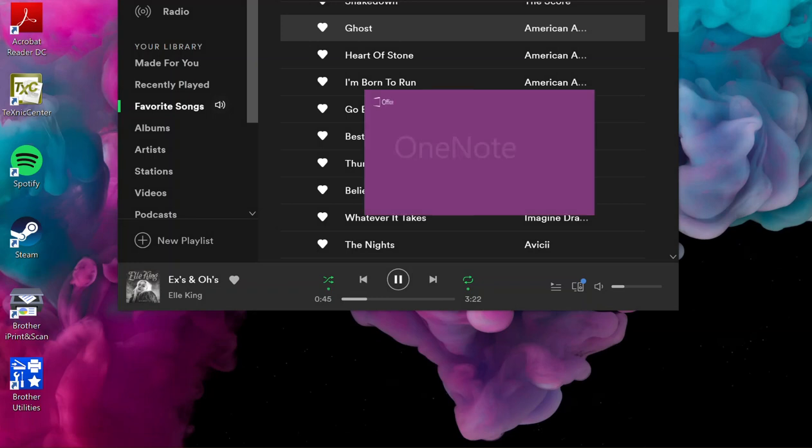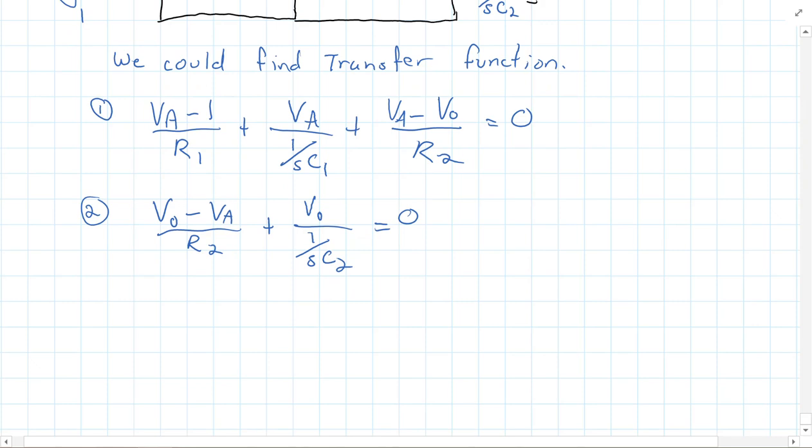Whoa. My OneNote just crashed on me. Let's hope I didn't lose everything. I lost a little bit. Don't know why my OneNote's been kind of flaky recently.